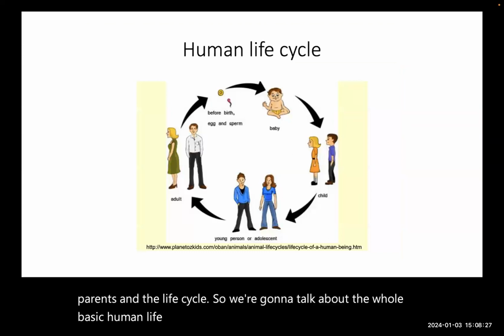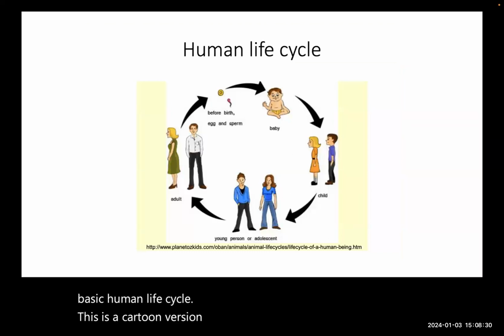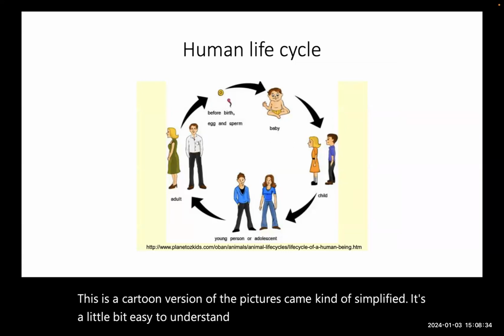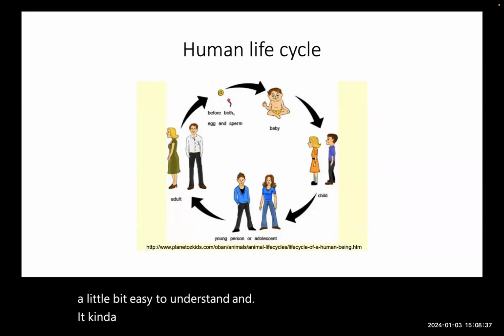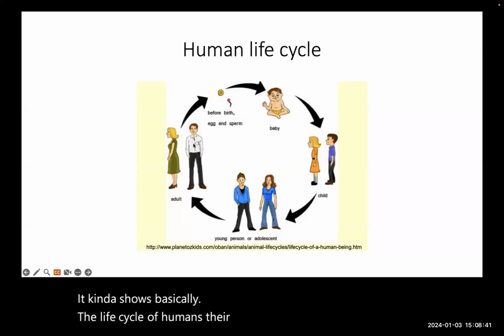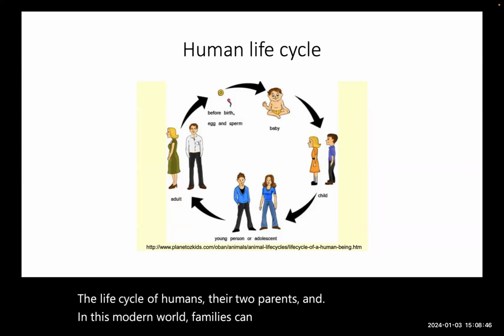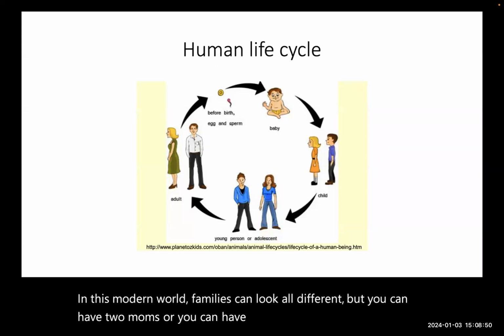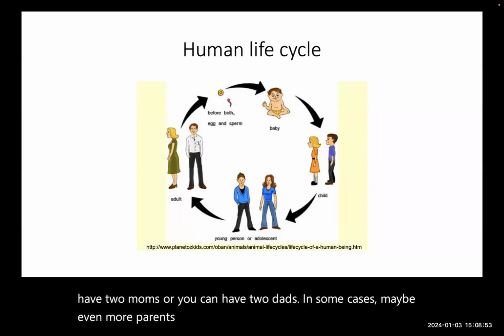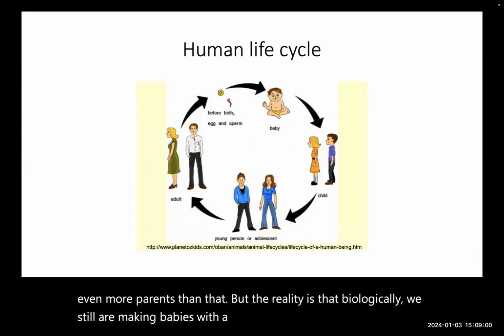This is a cartoon version of the pictures, simplified so it's a little easier to understand. It shows basically the life cycle of humans. There are two parents, and in this modern world, families can look all different. You can have two moms or two dads in some cases, maybe even more parents than that.